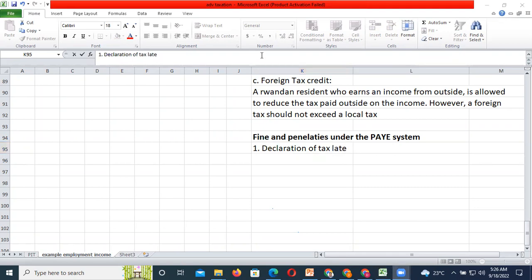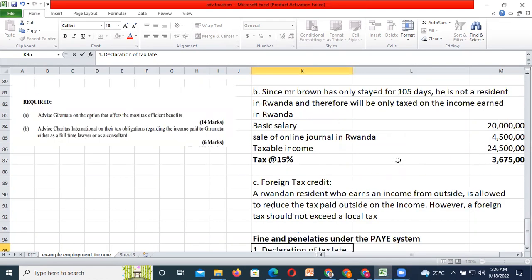So you have said that income earned by others, just withhold 15%. I think that's what I've calculated. Yes, I think I've calculated 15%.